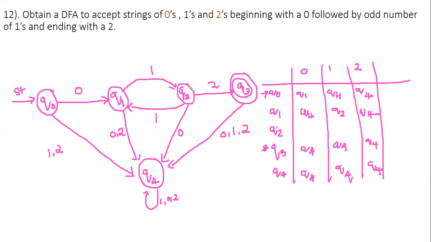Then the last one is Q2. Q2 on receiving 0 will go to Q4. On receiving 1, it will go to Q1. Then Q2 on receiving 2 will go to Q3 exactly. So this is the transition table we can write for this particular DFA. Okay, students, we'll meet with question number 13 in the next video.